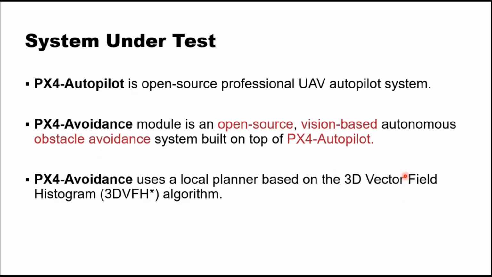The system under test is the PX4 autopilot, which is an open source UAV autopilot. Specifically, we are verifying the PX4 avoidance module, which is also open source. It's vision-based, so the autopilot uses a dual camera in order to navigate and avoid obstacles. The PX4 avoidance module uses a local planner to plan the motion based on the 3D vector field histogram algorithm. This is the core of the avoidance system.